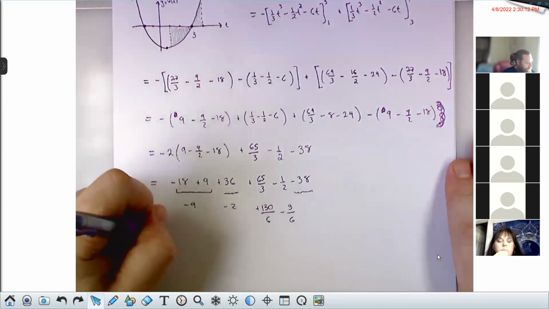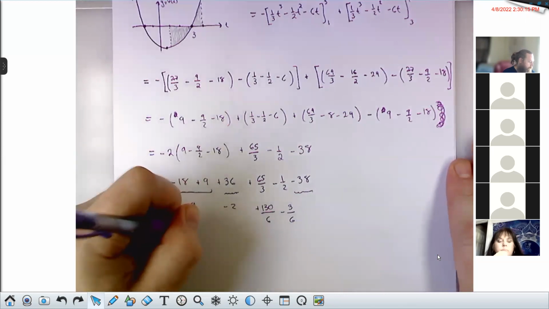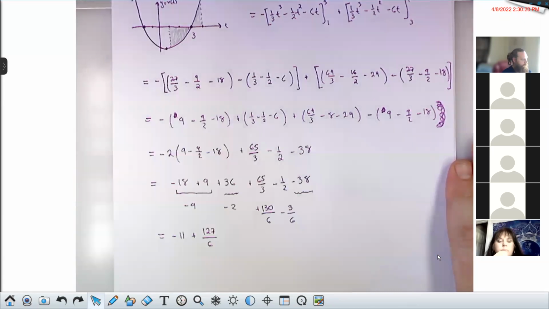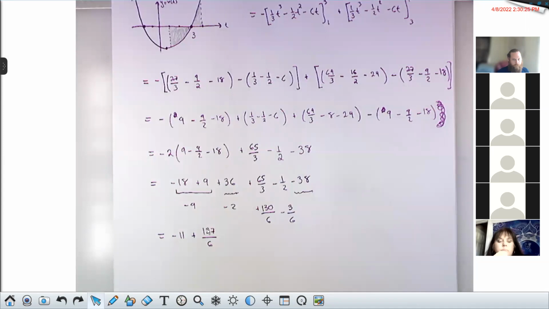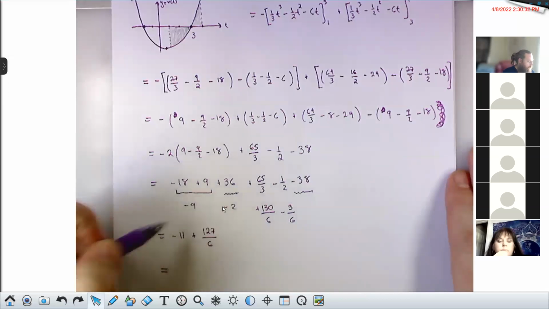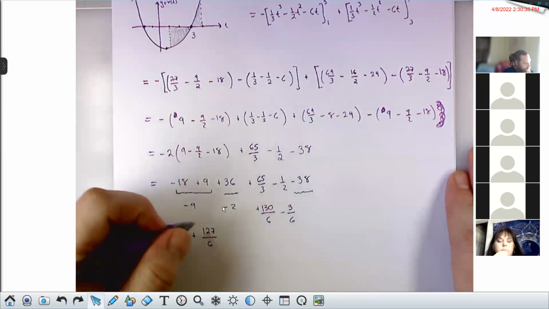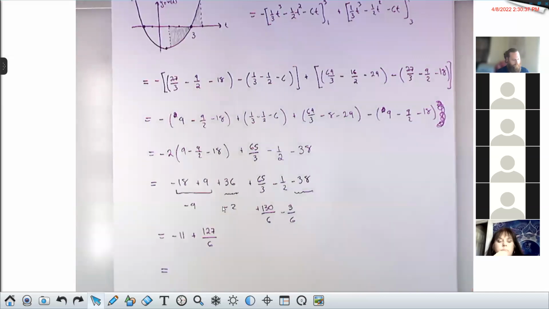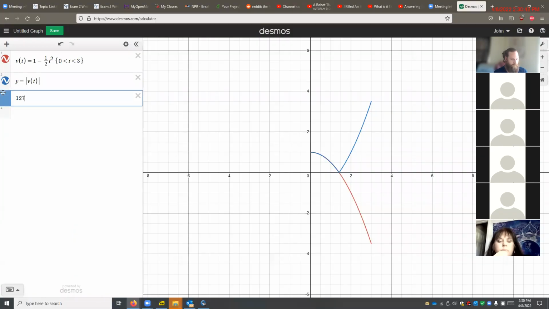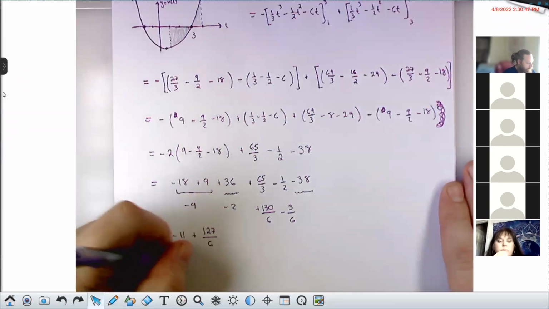So I've got negative 11 plus 127 over 6. And let's see, is this divisible? 3 plus 7 is 10. This is not divisible by 6. So there's really not much else we can do besides take this and write it as negative 66 over 6, and then 127 minus 66 is something I'm too lazy to do in my head, so let's ask Desmos. 61 over 6.